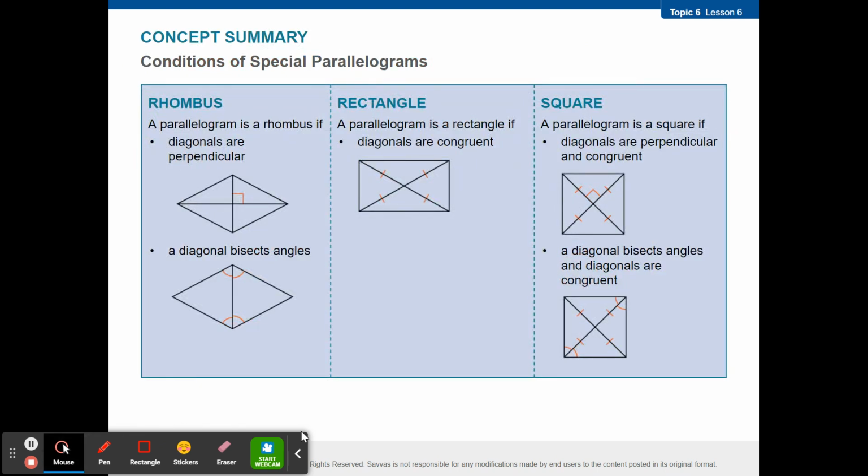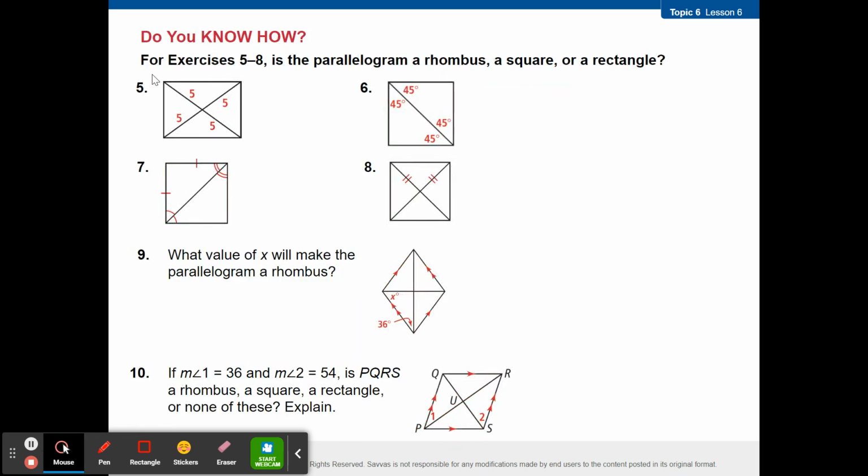Guys, that's it. So what I want you guys to do right now is work on how do you know 5 through 10. Give it a shot. I'm going to call some people up, I think. No, actually, I'll do a big reveal. This way you guys can get going on your homework and hopefully have no homework this weekend.